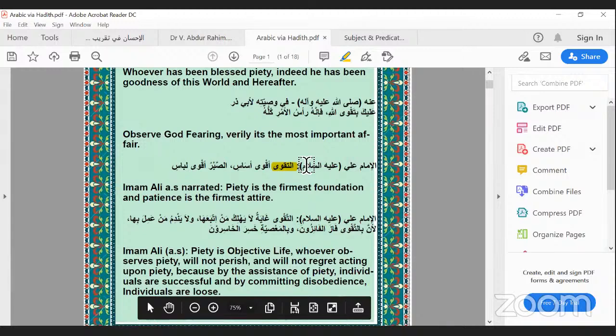And as-sabru aqwa libasin. So as-sabru is mubtada and aqwa libasin is mudaf ilay, and it's khabar. Excellent. I'm not going to do the last one. You can read the translation. It's a really nice one.